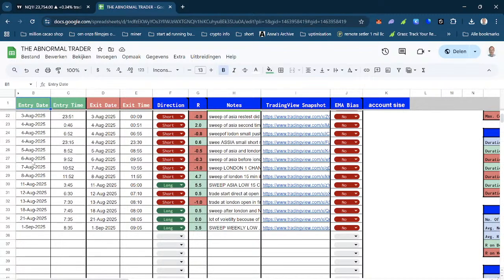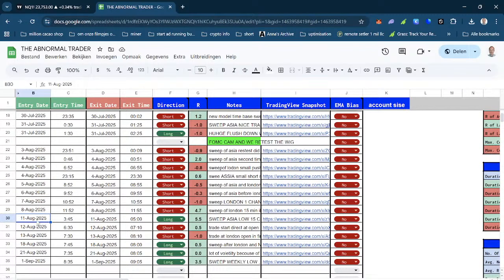So you can see in August I've traded on the 11th, the 12th, the 13th, the 18th and the 21st, and actually other than that I didn't trade at all. So you can see it was almost nothing that I had the chance to trade.